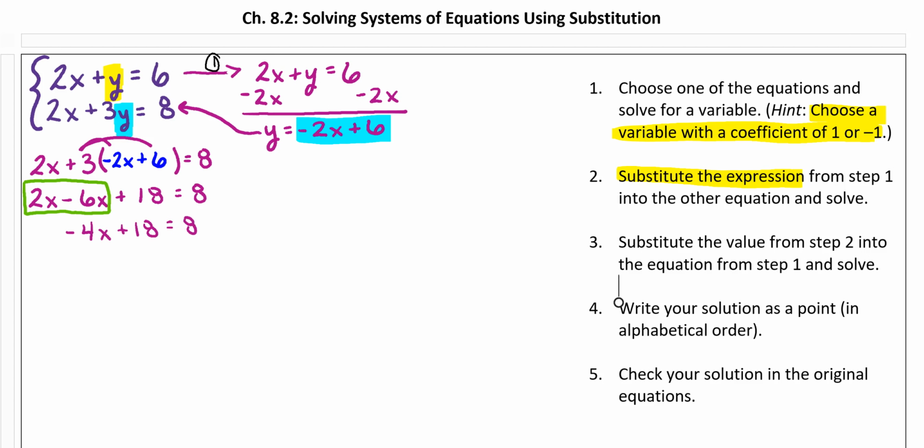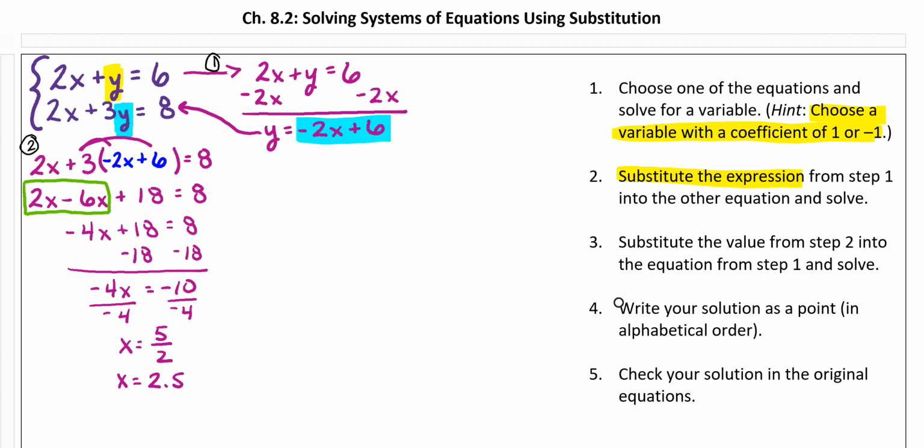So now we're back down to a two-step equation. Subtract 18 from both sides. Negative 4x equals negative 10. And divide both sides by negative 4. So x equals positive 5/2, or you could say 2.5. Okay, so now we've solved for x. That was only step 2.